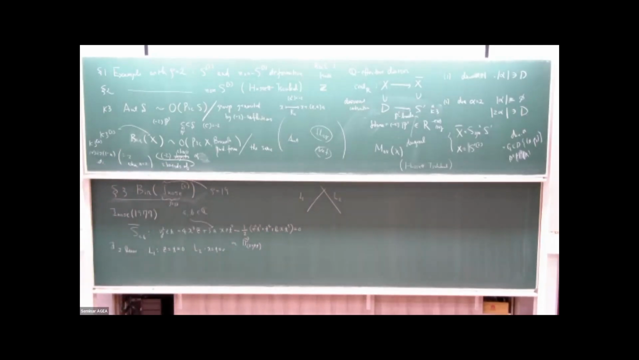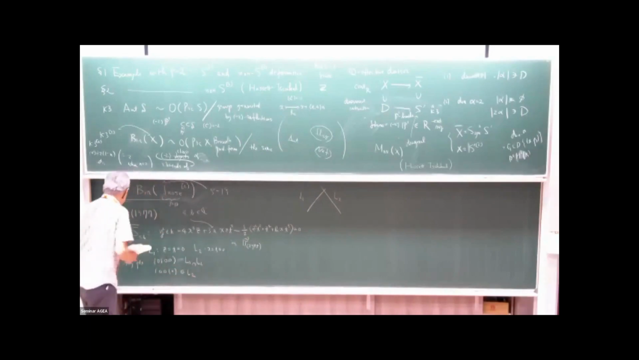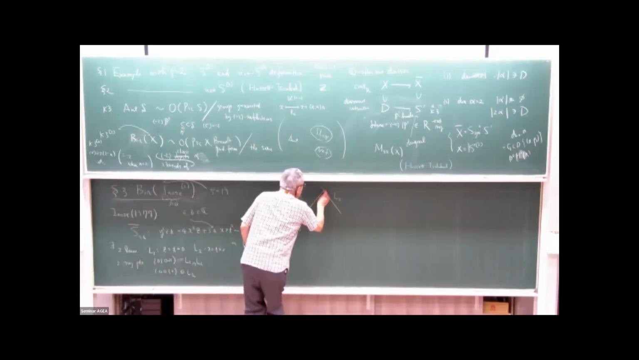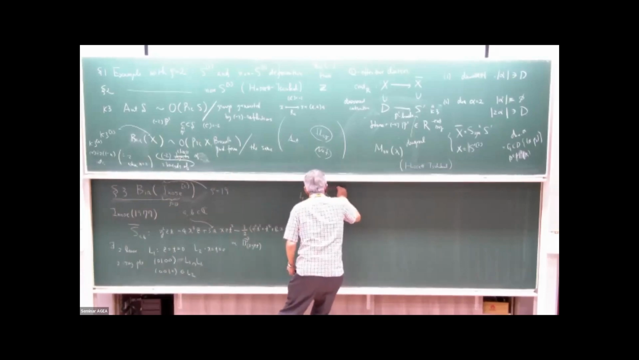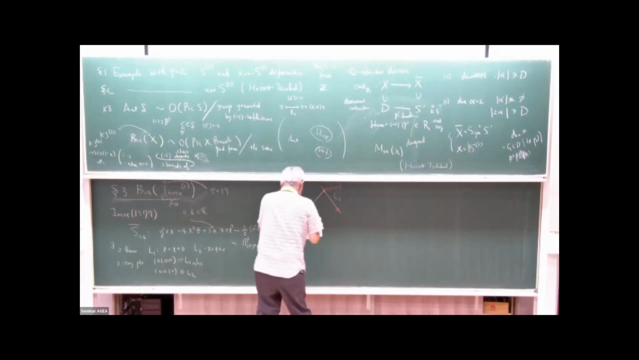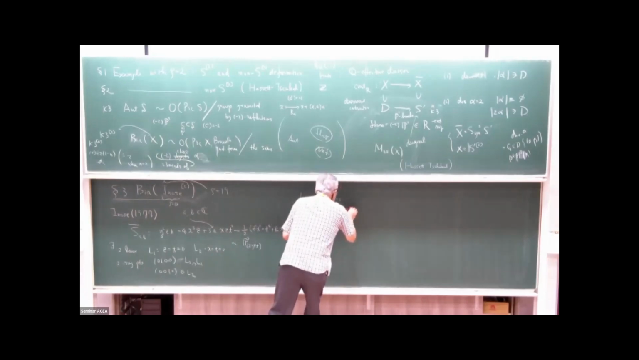And also this has two singularities. So one is (0, 1, 0, 0). This is nothing but the intersection of L1 and L2. And another point is (0, 0, 1, 0), which is on L2. So on L2, you have another singular point, (0, 0, 1, 0).